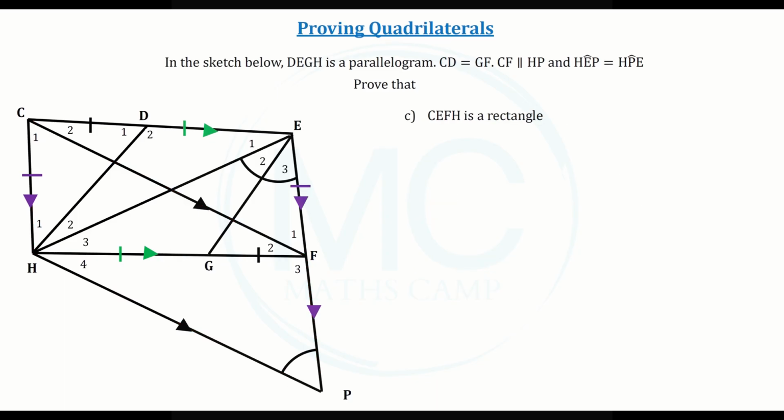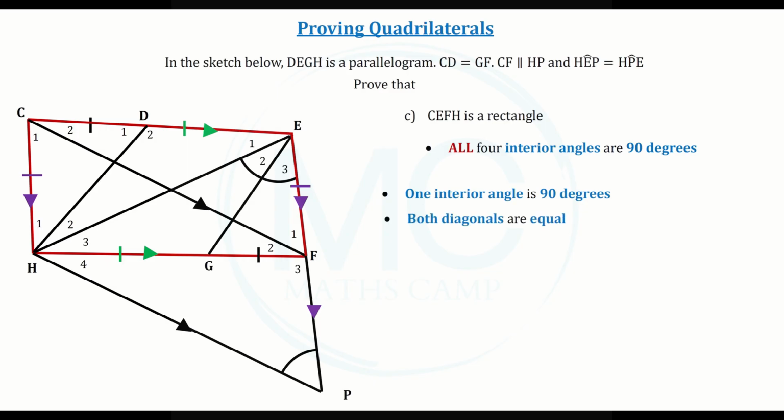Prove that CEFH is a rectangle. Let's make CEFH red again. Now to prove that a quadrilateral is a rectangle, we need to prove that all four interior angles are 90 degrees. But if we can't do that, we need to prove that the shape is a parallelogram, and then we need to prove that one interior angle is 90 degrees, or we need to prove that the diagonals are equal.